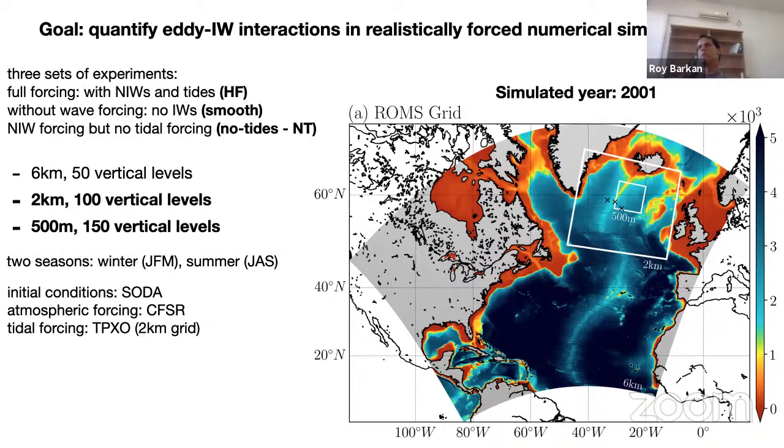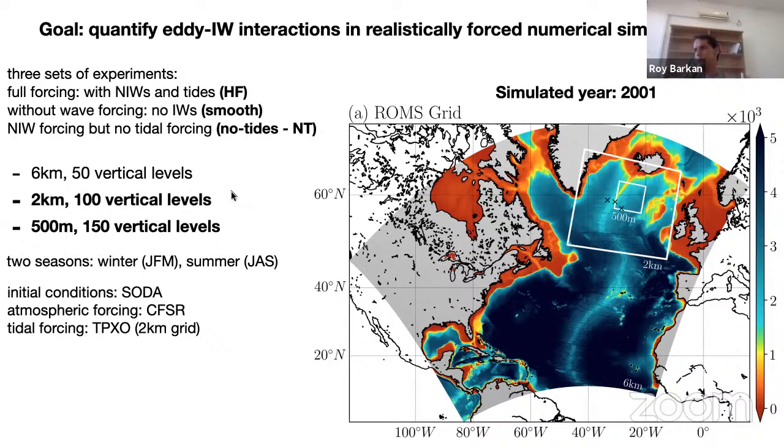We use three sets of experiments. One experiment had full forcing: high frequency forcing to excite near-inertial waves, and barotropic tides at the 2-kilometer boundaries to excite internal tides. We contrasted them with solutions where we smoothed out the high frequency wind component and had no internal tides, so those would be solutions without internal waves, or smooth solutions. Then we also had a set of experiments where we allowed for the generation of near-inertial waves, but had no tidal forcing, so no tides.